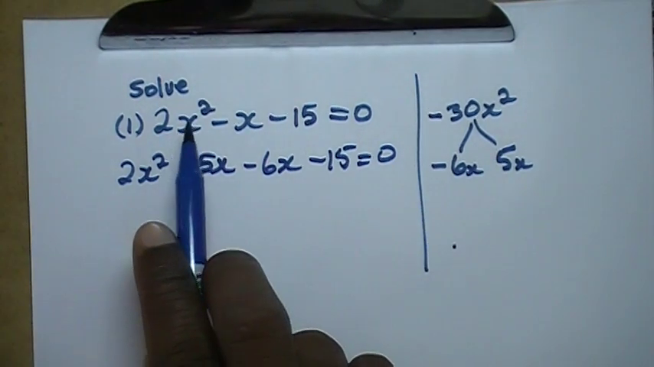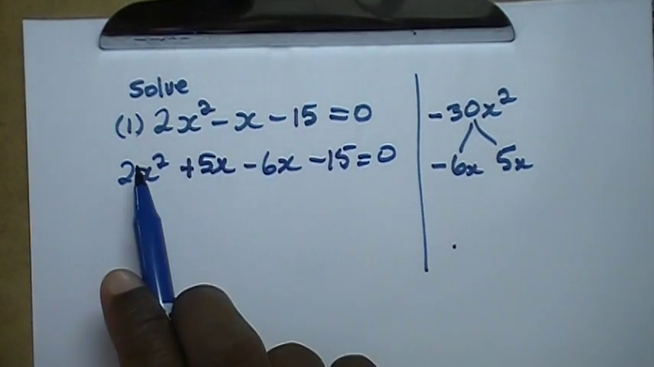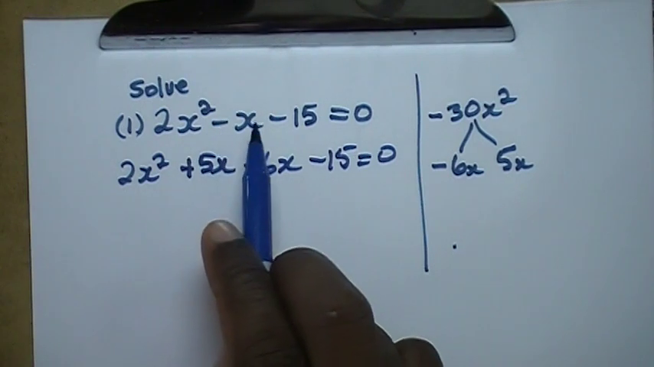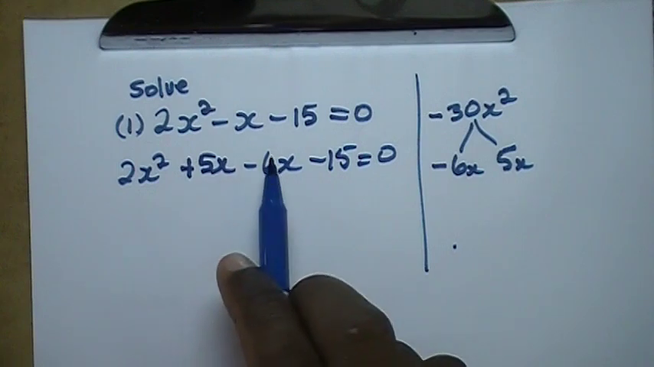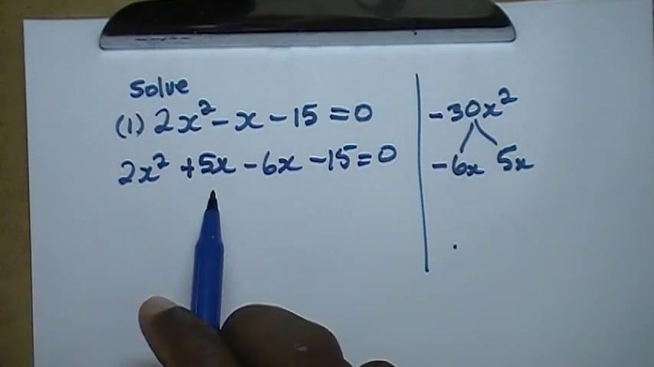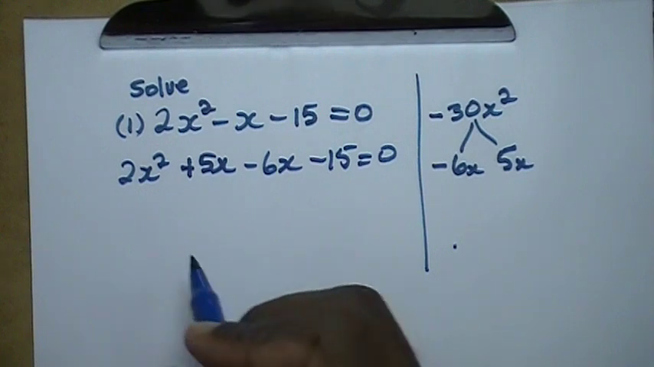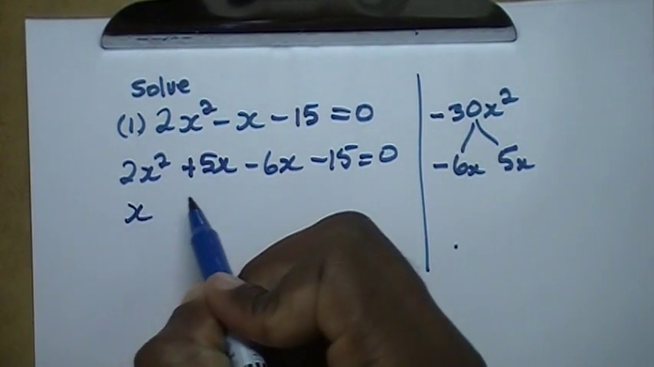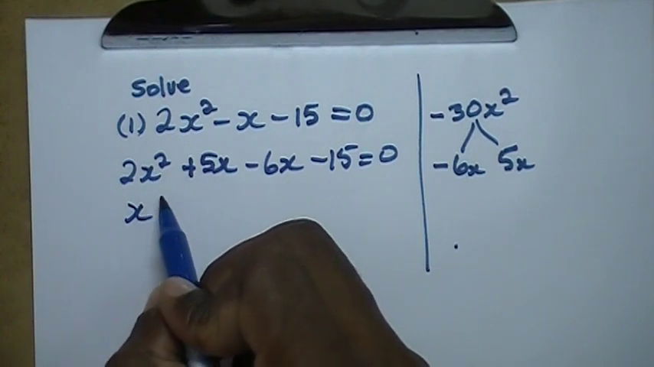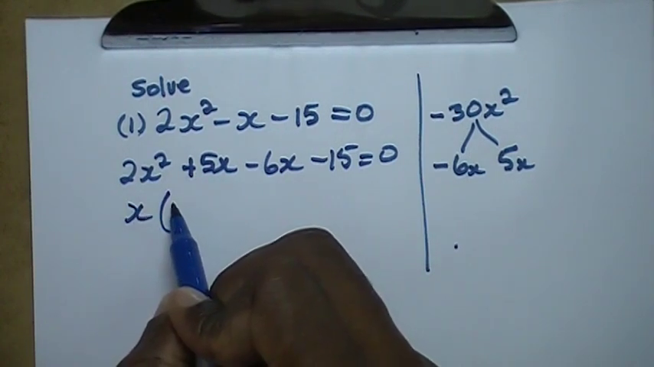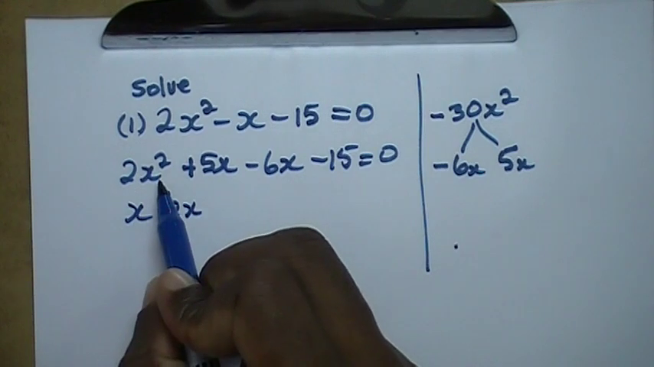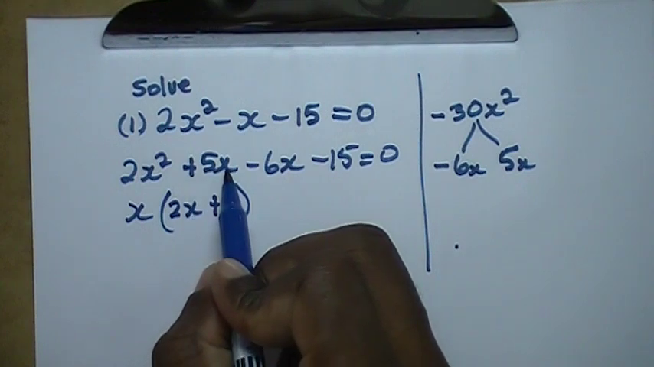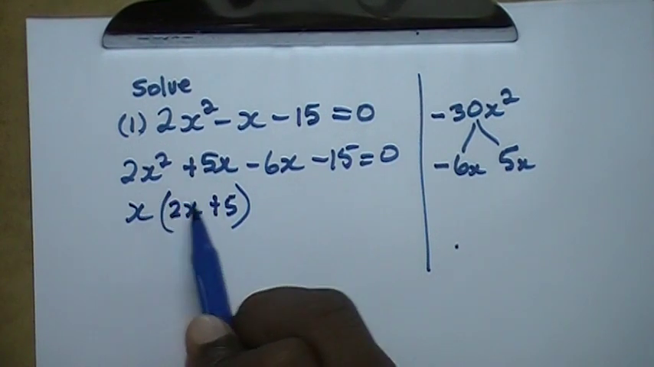You should notice that this equation is the same as this equation. Why? Because we're separating this term into two parts, which actually has the same value. Now we'll be able to factorize this. This part of it will have x as a common factor in both of these two terms. X times 2x will give us back 2x squared. X times 5 will give us back 5x.